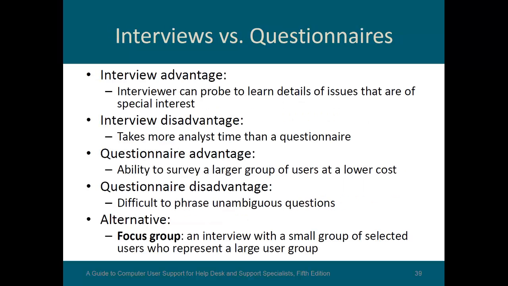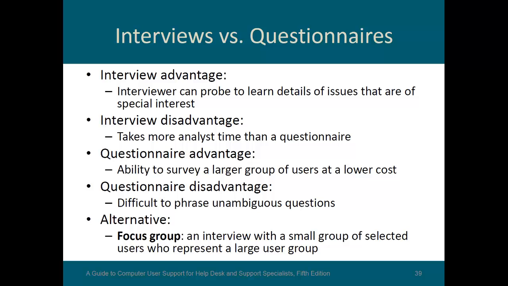Interview advantage, interviews versus questionnaires: the interviewer can probe to learn details of issues that are of special interest. Interview disadvantage: it takes more analyst time than a questionnaire. So with a questionnaire, you just hand it to the person, but an interview, you do one-on-one or one-on-many in a group situation, where you interview that person or people about what's going on in their world to see how things are working for them.